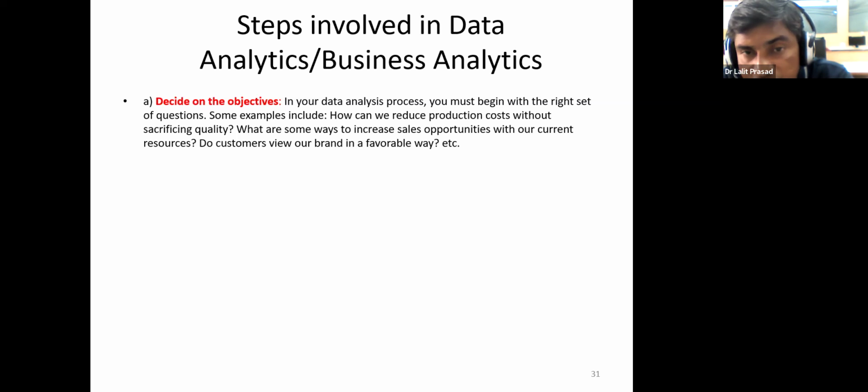What are the questions here? This is a question. Then we will convert it into the form of an objective. This is in the question form. This is not in the objective form. Objective will start from 'to'. But this is a research question we have. So this research question will be converted into the form of an objective.